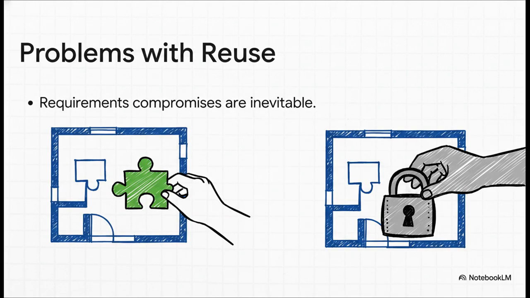But, and there's always a but, there is a trade-off. That component you find might only do, say, 80% of what you really want, so you have to compromise on your requirements. And maybe the bigger issue is that you give up control. If the third-party company that makes your component goes out of business or just decides to stop supporting it, well, you're stuck. You have zero control over where that component goes in the future.